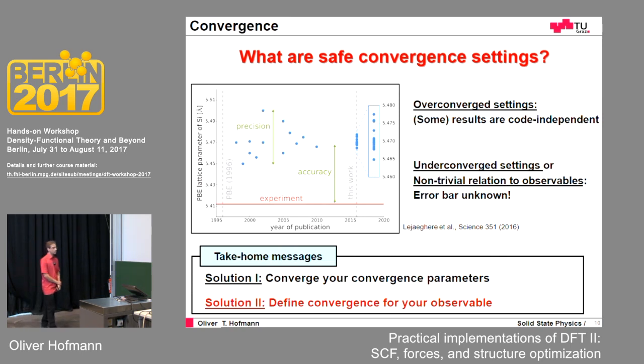So the take-home message for convergence settings is first, you should critically look at and probably converge your convergence parameters, not take them too strict because that wastes time, not take them too loose because you get inaccurate results. And the second take-home message is you should check how these convergence parameters actually affect the observable you're actually interested in at the end of your calculation.